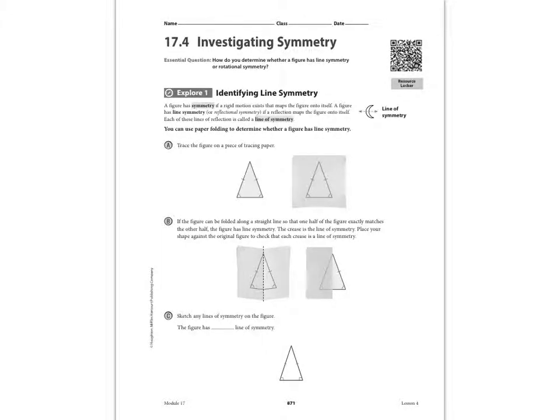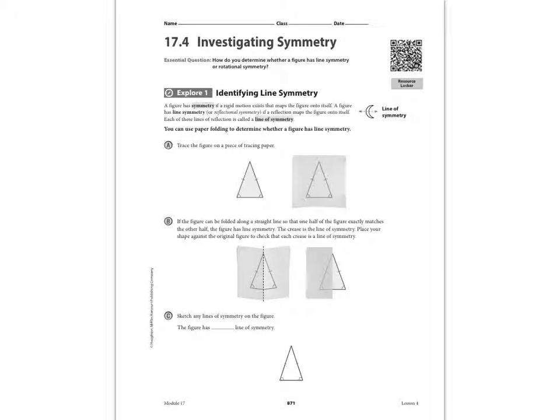Let's take a look at lesson 17.4, Investigating Symmetry, final lesson of module 17. This is in module 17, right after our three transformations, our three rigid motions, because it is related to both reflections and rotations. In fact, it makes up both of our types of symmetry. Okay, so let's do one at a time here.